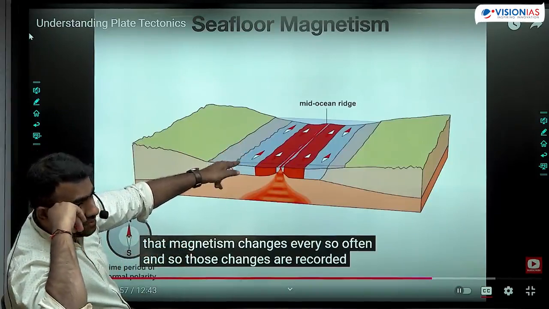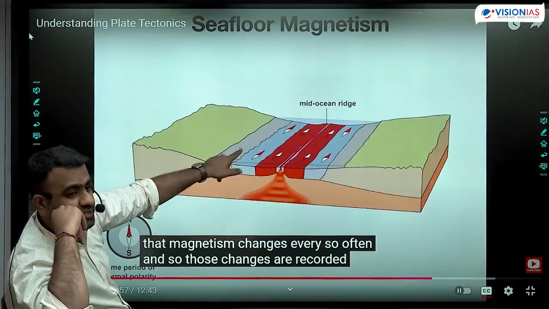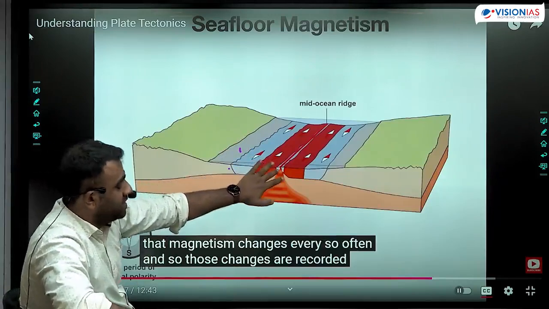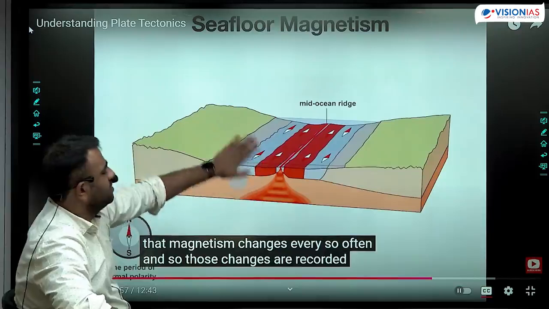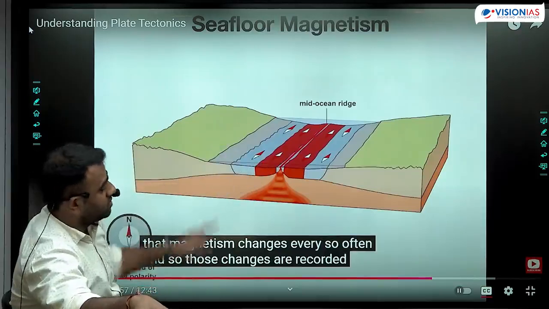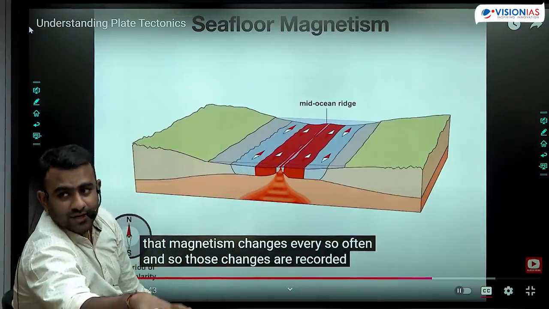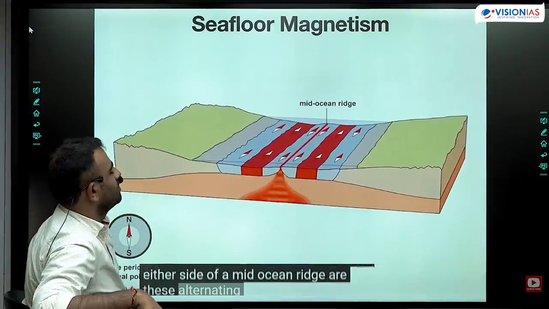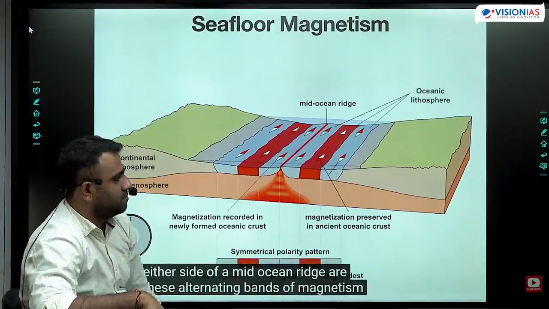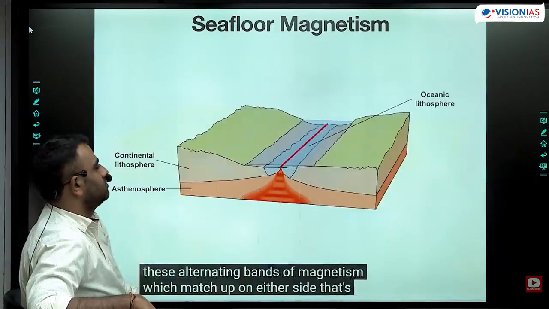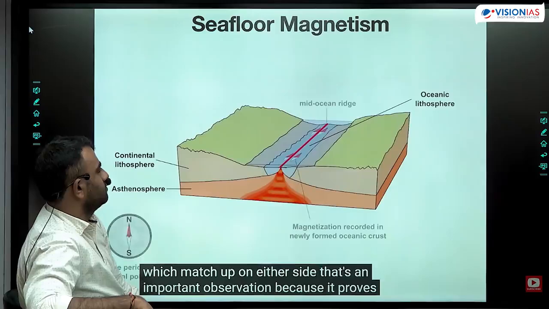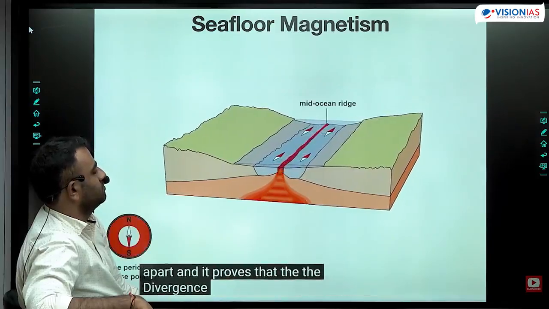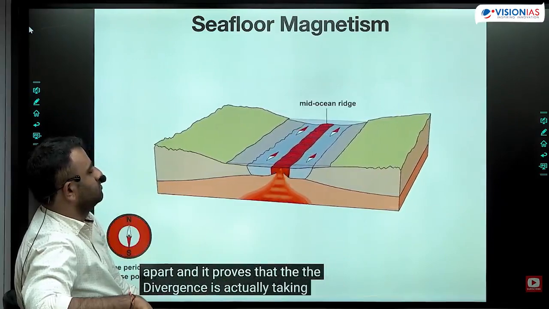When the magma is cooling down and solidifying, whatever the field is there, accordingly the orientation is given. Okay, earlier it was normal, then became reverse, then again normal, again reverse. This is a continuous pattern which you observe on the oceanic floor. Okay, so that is also considered to be one of the proofs behind the seafloor spreading. We see this rock pattern on either side of a mid-ocean ridge: alternating bands of magnetism which match up on either side. And that's an important observation because it proves that the rock is actually spreading apart, and it proves that the divergence is actually taking place.